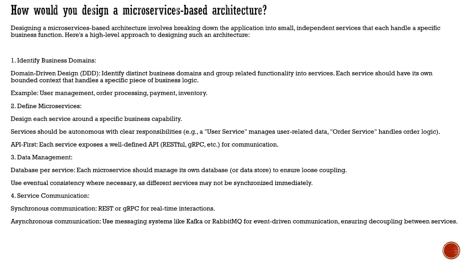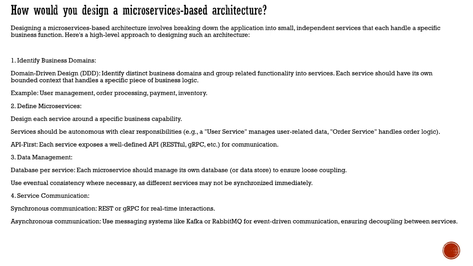User management will do only user management related things. Order processing will do only order processing. Payment will only do payment related things, not user management. So they have their own bounded context and work within it. Whenever we want to integrate or communicate with another service, we can do so. Each service has a different specific, business-related capability, and services can be autonomous with clear responsibilities. For example, user manages the users, and order manages the handling of order logic.